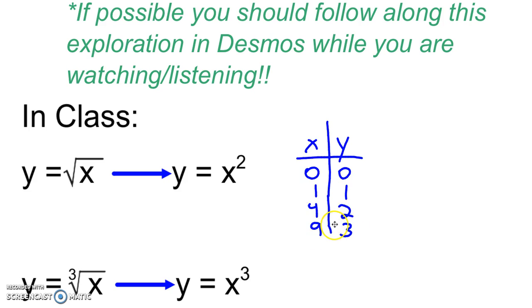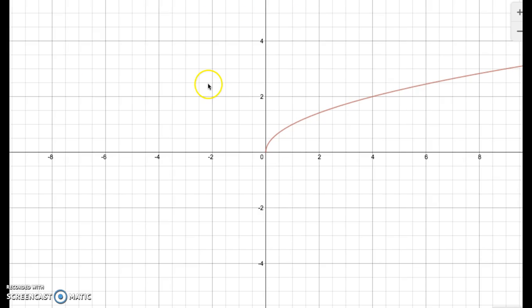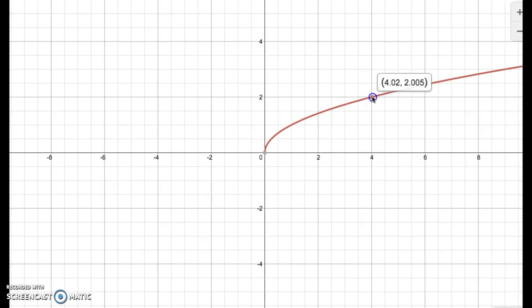And so these points are on the graph of y equals the square root of x. Let's take a minute and go to Desmos and see how that will look. The graph shown here is the graph of y equals the square root of x. Notice that it's sort of a swooped shape, and the points (0, 0), (1, 1), (4, 2), and (9, 3) are all on this curve.